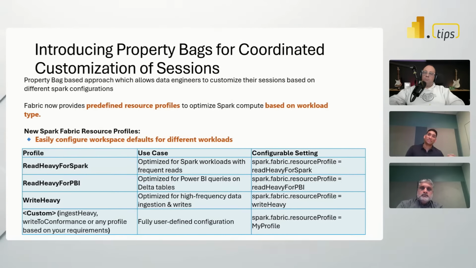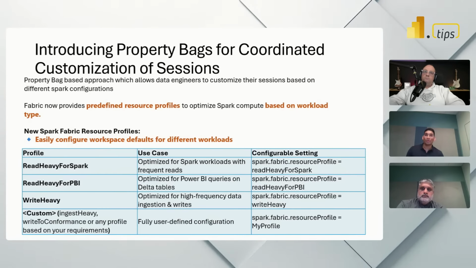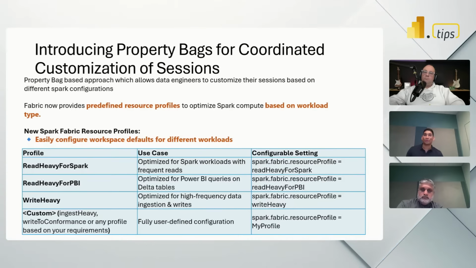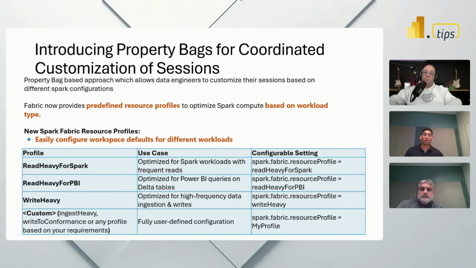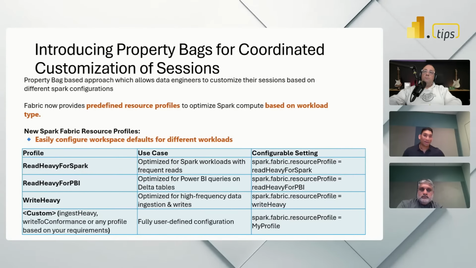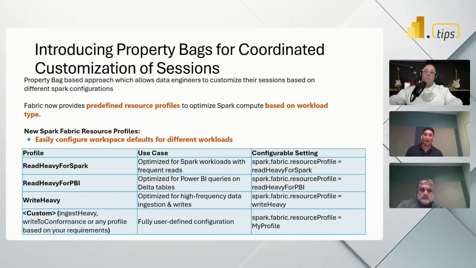So in, say, silver layer, you want to have your own custom configuration. Then the custom mode, which is more like a placeholder, you can have whatever you want. You can have ingest heavy, you could have write to conformance, you could have anything that you define, and you get to define the set of properties. So say, for example, there are 200 plus properties, and these could go up to hundreds of thousands of configuration combination values, right? For every Spark property.